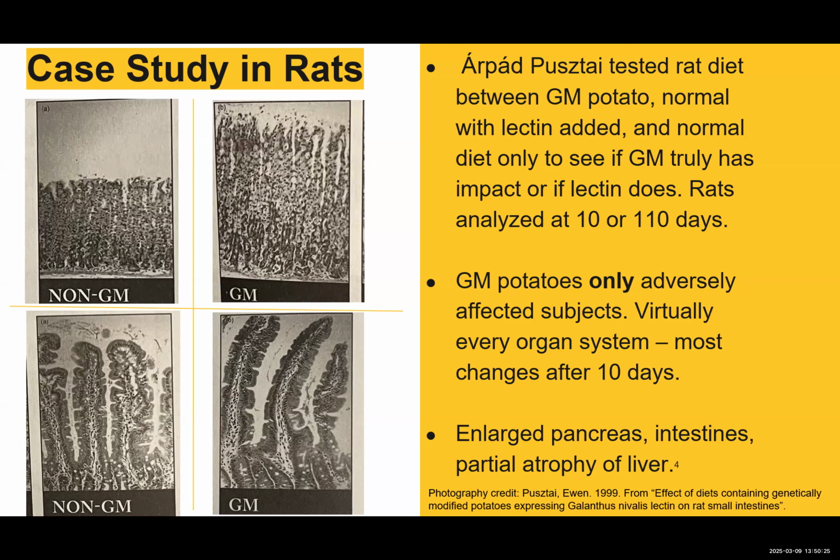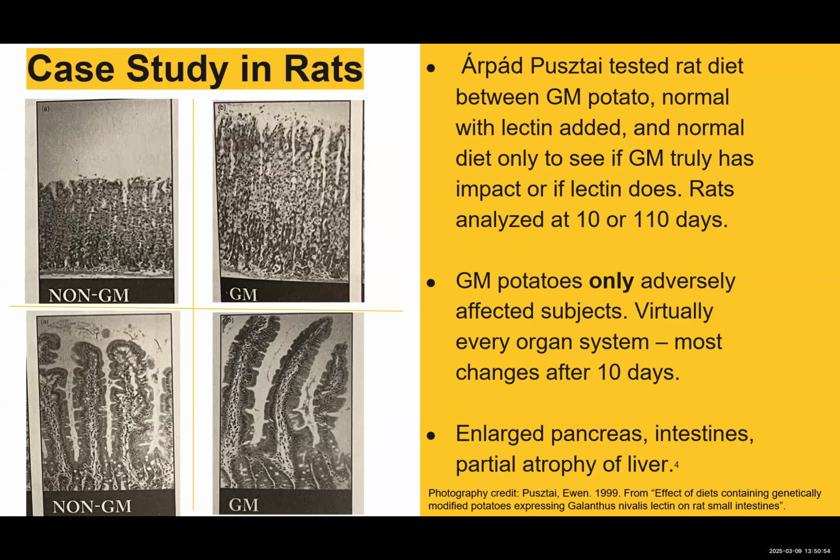And so the rats that were adversely affected were the ones fed the genetically engineered crops. At day 10, the rats were harvested and analyzed, and they also had rats harvested at day 110. By day 10, for the genetically engineered crops, there were noticeable differences in virtually every single organ system after that initial 10-day period.